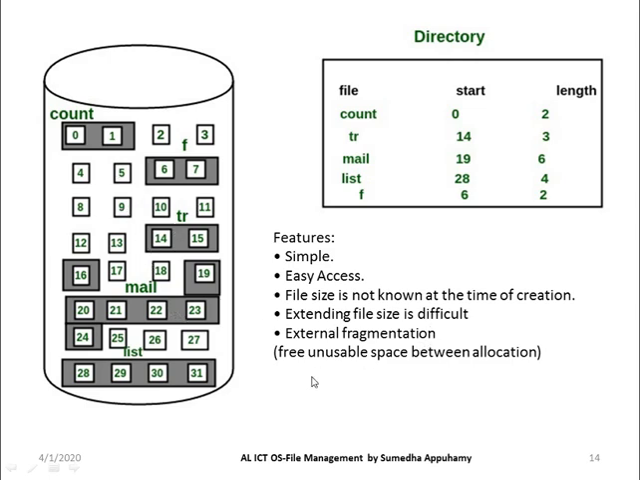External fragmentation: free unusable space between allocations. There are free spaces between allocated areas, but they can't be used. That is what we call external fragmentation. Okay, so this is the simple way, and you can access the files really fast. It is sequential, one after the other. First you have to access the zeroth block, then you move to the first block, then you can access that. Okay, we'll move to the next one.